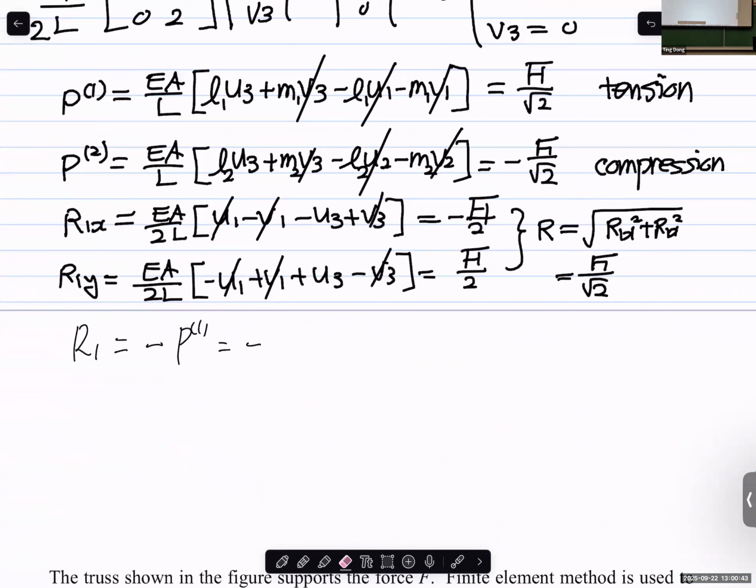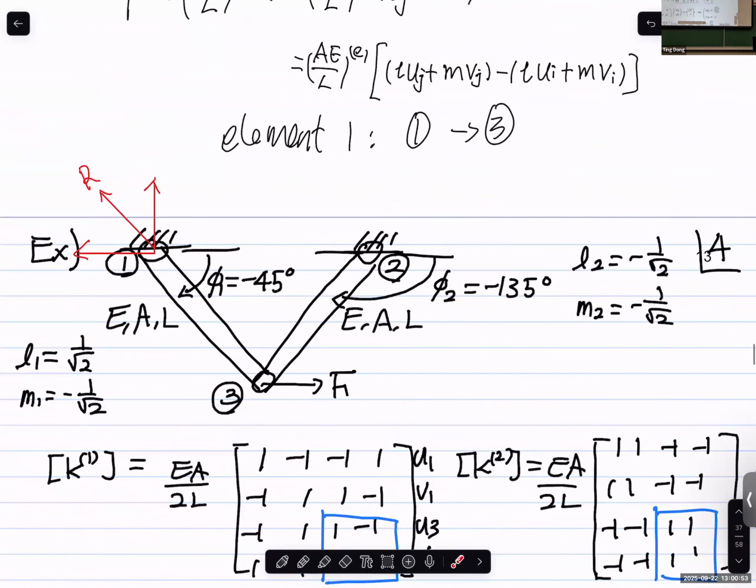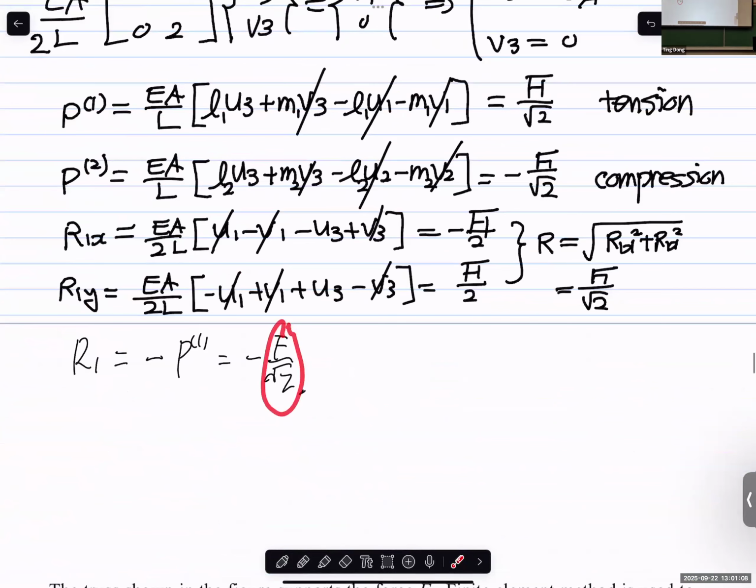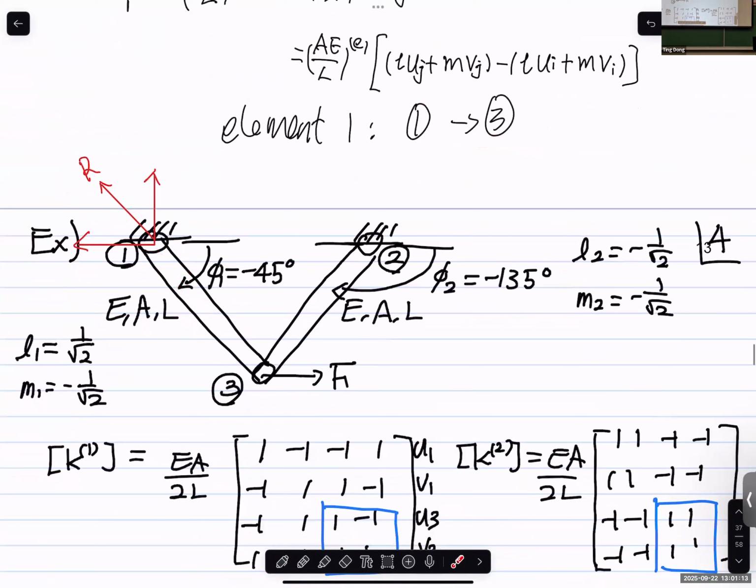Sorry, his F was square root 2, right? And what does this one mean? Yes, it's a negative sign. Wait a second. It's a negative sign. So basically, because our local x coordinate is defined from 1 to 3, and now I have a negative sign, it basically means that it's opposite of our local x direction. So it means that this is a magnitude, this is the direction of our reaction force. This is local x, this is the reaction force. Makes sense or not? It's the same thing.